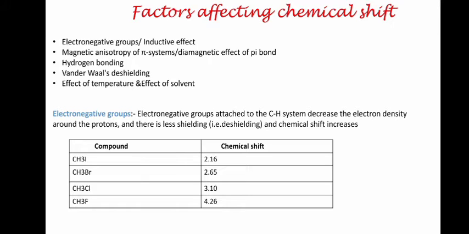Now how these factors exactly affect chemical shift? Electronegative groups. Electronegative groups attached to CH system decrease the electron density around the proton, and there is less shielding, that is deshielding, and chemical shift increases. Below the examples are given.